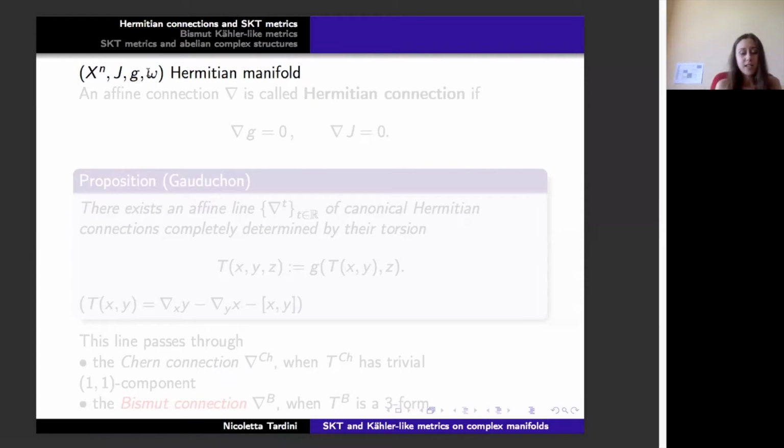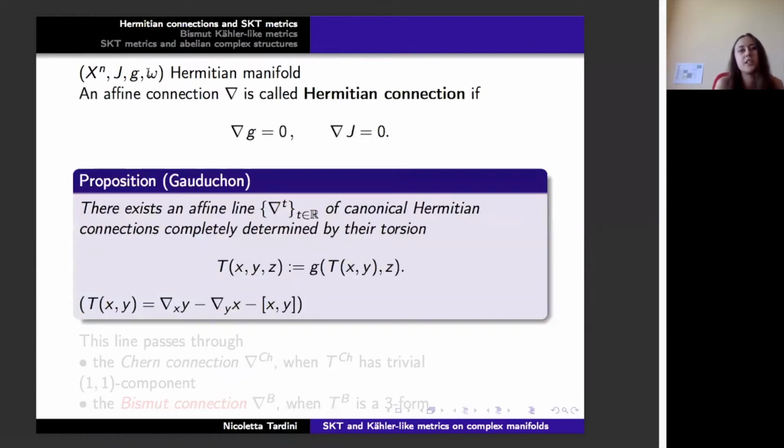But I will not ask for omega to be closed. Omega will not be a symplectic form, so we are not in the Kähler situation, and so for this reason, in Hermitian geometry, the Levi-Civita connection is not the good connection to study because it does not preserve the complex structure. So we want some connection that preserves the whole Hermitian package. These connections are called Hermitian, exactly because they preserve both the complex structure and the metric.